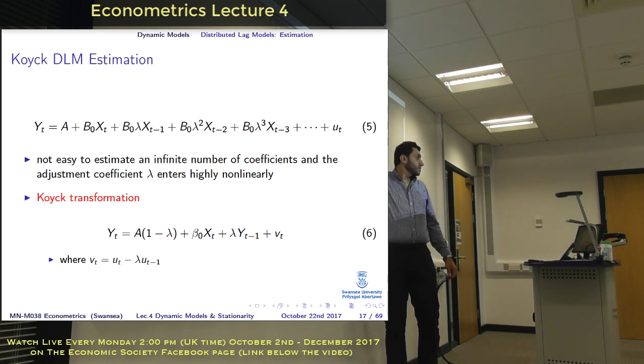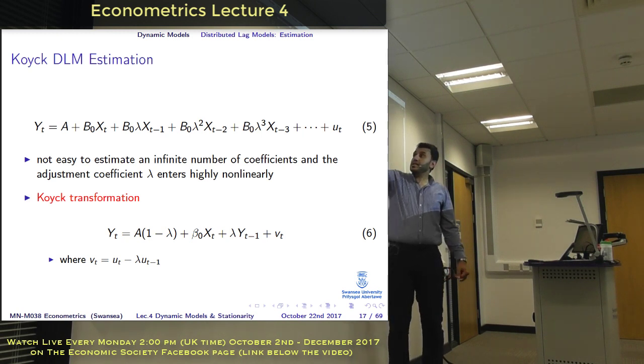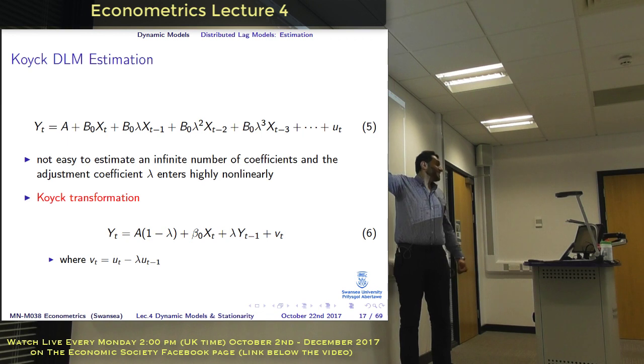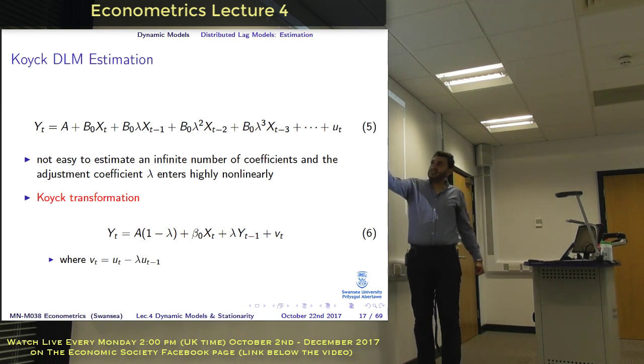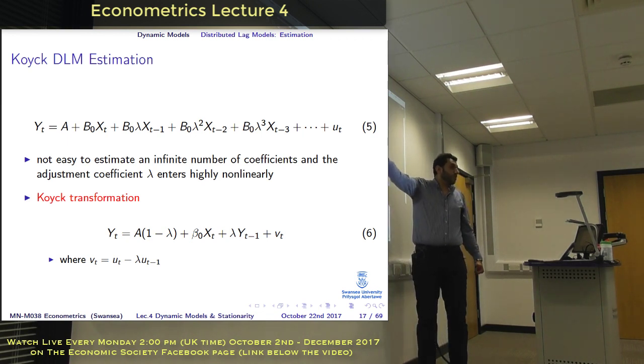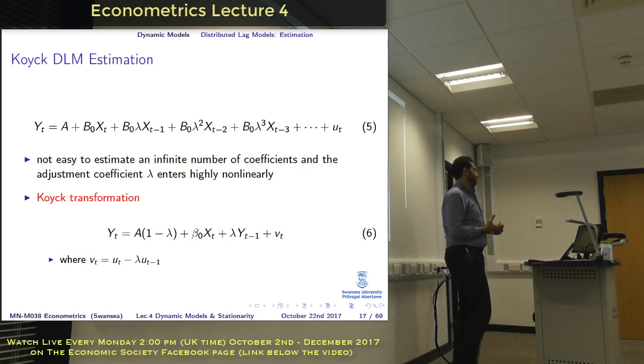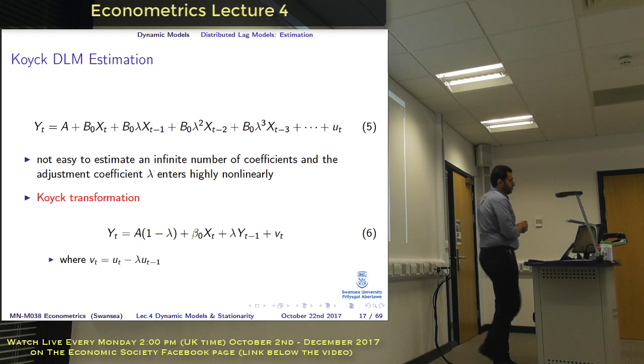So we have beta 0, then beta 0 lambda, which is beta 1. This is beta 0 lambda squared, which is beta 2. This is beta 0 lambda to the third power, which means this is beta 3, and so on. So what does this do now? How does this help us?